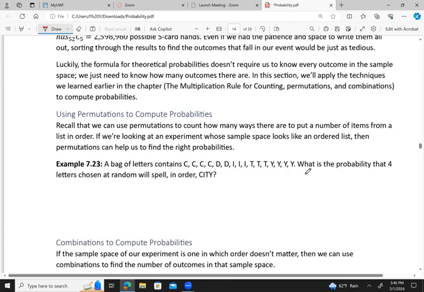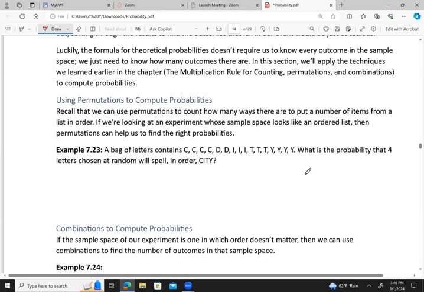So, using permutations: recall that we use permutations to count how many ways there are to put a number of items from a list in order. In this case, order matters. If we're looking at an experiment whose sample space looks like an ordered list, then permutations can help us find the right probabilities.